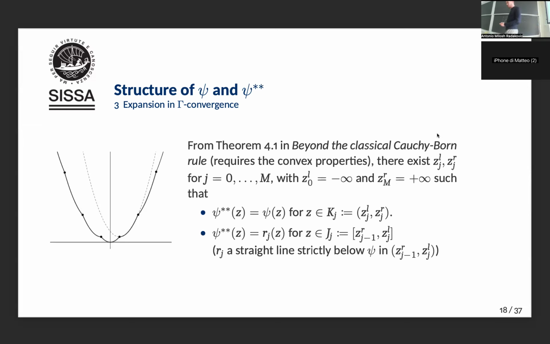Instead, for psi star star, we have a result that is telling us that actually we have only two kinds of behaviors for the convex envelope. We either are in a good interval for which psi star star is equal to psi, or we are in some other kind of interval, which are disjoint, such that psi star star is equal to a straight line. So we are on a segment.